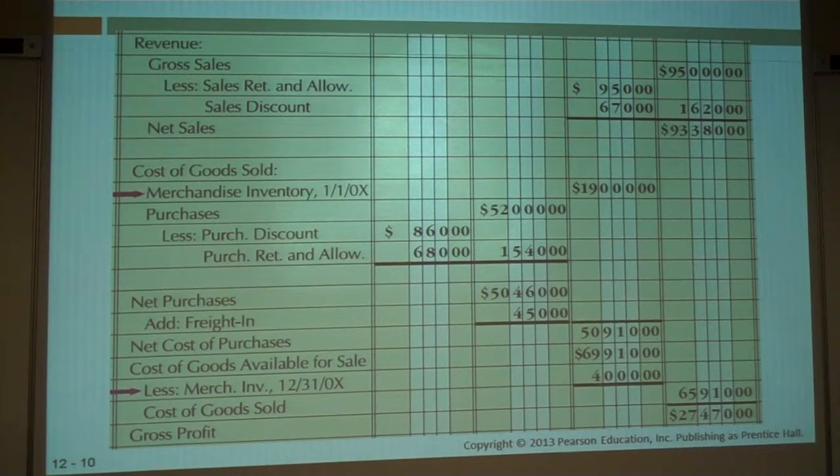Contra asset. Contra revenue. Contra revenue. Look at your purchases discount and purchases returns and allowance. What type, what category or classification would those two accounts be? Contra cost.